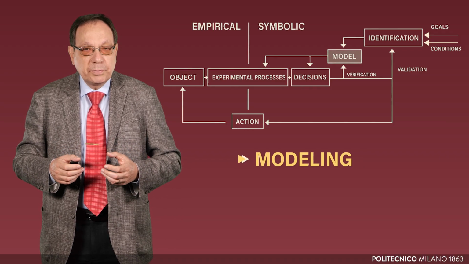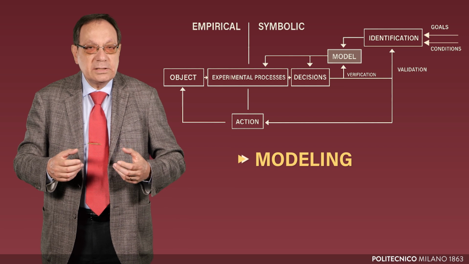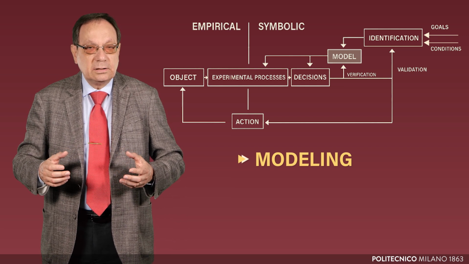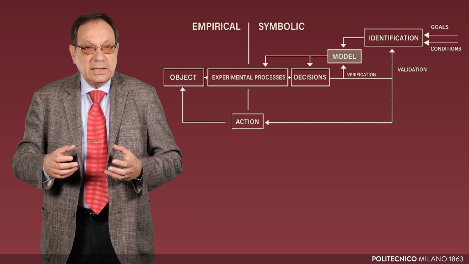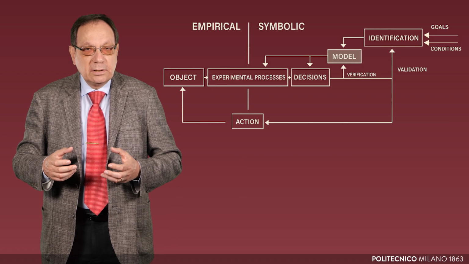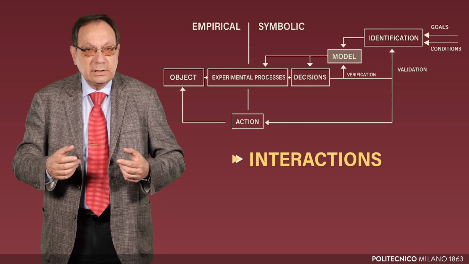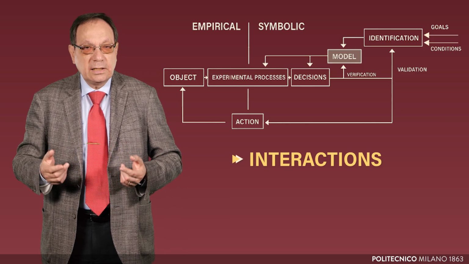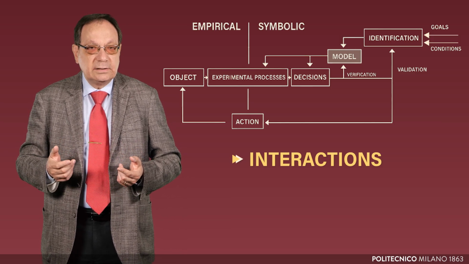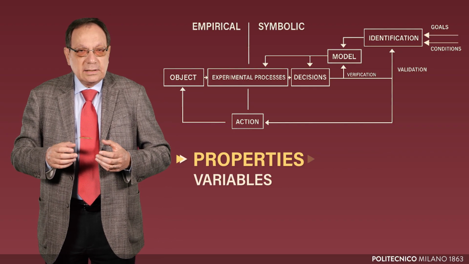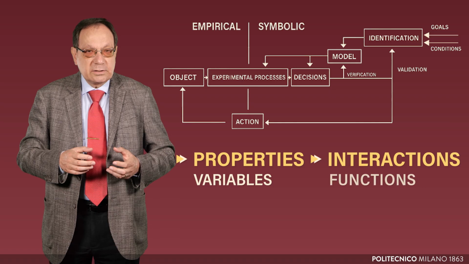The second element of our diagram is a modeling block. It concerns the processes that allow the measurement context to be described in mathematical terms. At this stage, a mathematical model of the measurand and the interactions between the measurand, the measurement system, and the environment is identified. The properties are described by variables and the interactions by functions.